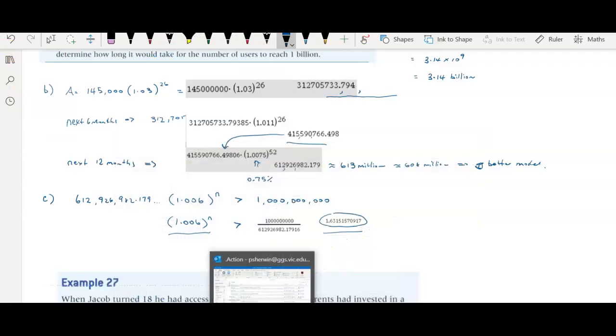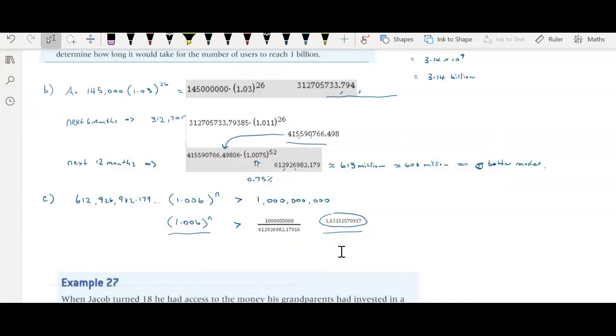So how do I interpret that? 81.7 means that when n equals 81.7, these are equal. But n needs to be a whole number, because it's a number of weeks. It's a discrete amount. So when n equals 82 will be the first n value for which 1.006 to the power of n is greater than this. So therefore, solving my original problem, it reaches 1 billion users after 82 weeks.